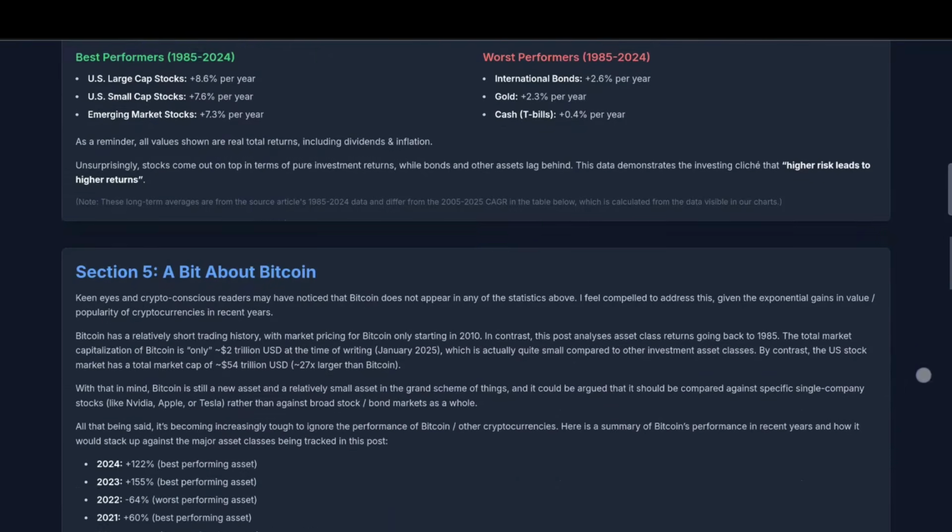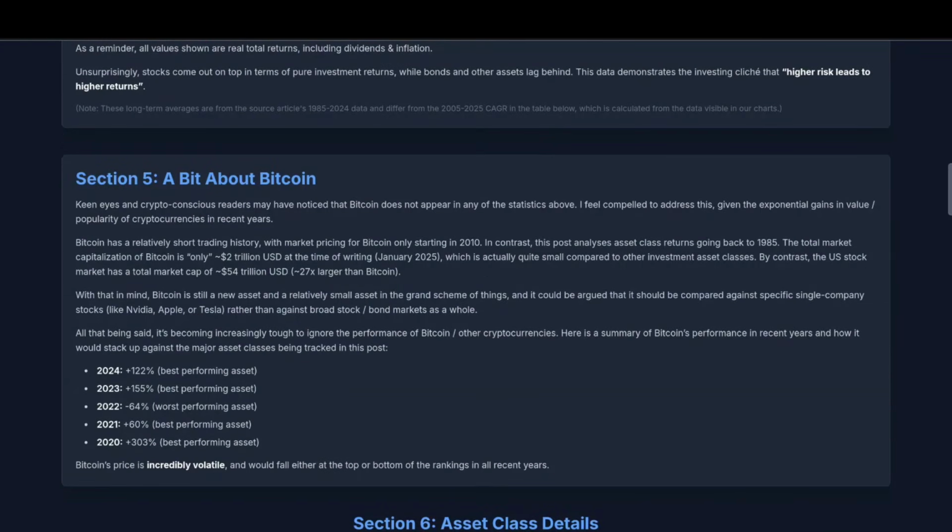Okay, a bit about Bitcoin, because I'm sure it's going to come up in the comments at some point. Most keen eyes would have noticed that Bitcoin doesn't appear in any of the statistics above. But I feel compelled to address this given the exponential gains in value and popularity of cryptocurrencies in recent years. Bitcoin has a relatively short trading history, with market pricing for Bitcoin only starting in 2010. In contrast, the asset class returns go back to 1985. The asset table was shorter, but I did a full back test.